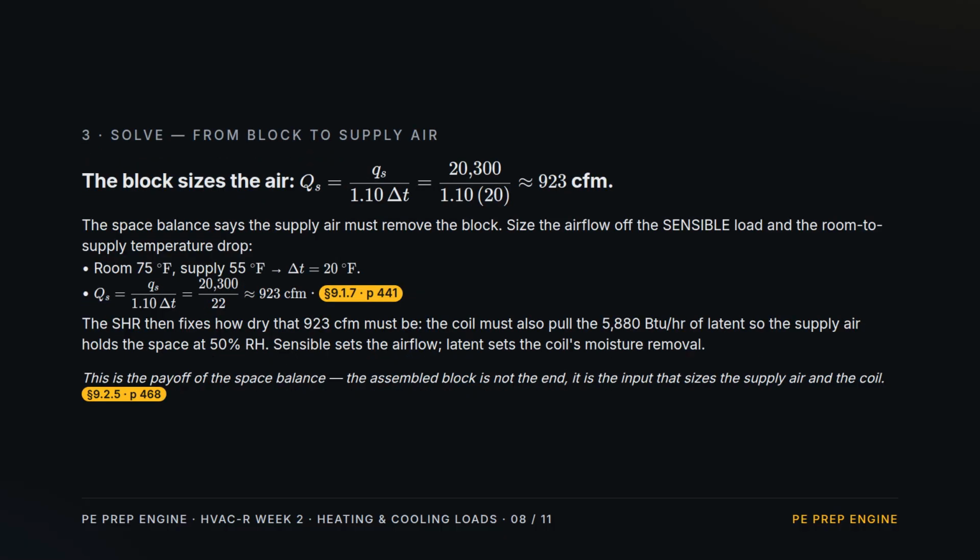Solve. Part 2. From block to air. The space balance says the supply air must remove the block, so size the airflow off the sensible load, and the 20-degree room to supply drop, about 923 cubic feet a minute. The ratio then fixes how dry that air must be. The coil also has to pull the 5,880 of latent to hold the room at 50%. Sensible sets the airflow. Latent sets the moisture the coil removes. That's the payoff. The block isn't the end, it's the input that sizes the equipment.